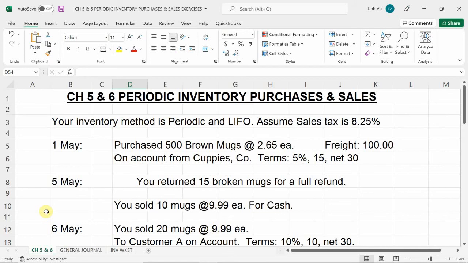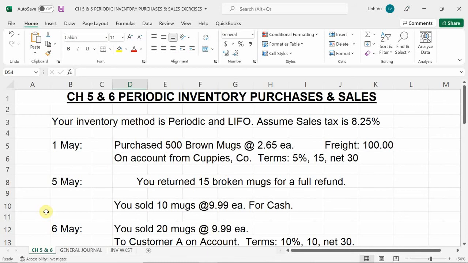Again, May 1st, we end up purchasing 500 brown mugs at $2.65 each, and freight cost $100, and we bought it on account from Cuppy's Co. Terms are 5%, 15 net 30. So do you want to journalize first or do you want to plug it into the inventory worksheet first? Journal. We'll do the journal.